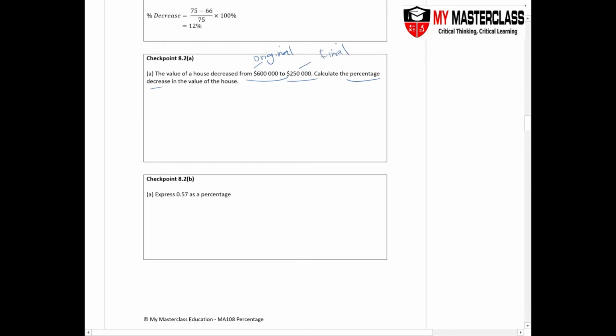Right? Final means after the changes. So original, you have 600K minus away 250K, over the original. So it's always over the original, multiplied by 100% because they're looking for the percentage. Because they're looking for the percentage decrease, that's why you minus them off. Okay, so this would give you 350K over 600K multiplied by 100%, which would give you a final answer of 58 1/3%. Okay?